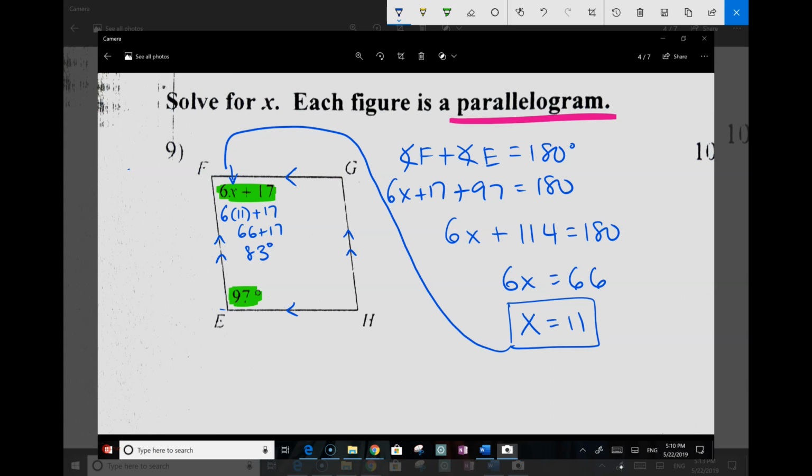Now, it did ask only for the value of x, but I wanted to show you that if you know the value of x, you can actually figure out what the value of the angle is through simple substitution. All right, let's move on to the next one.